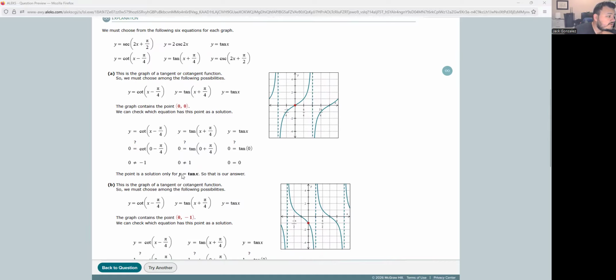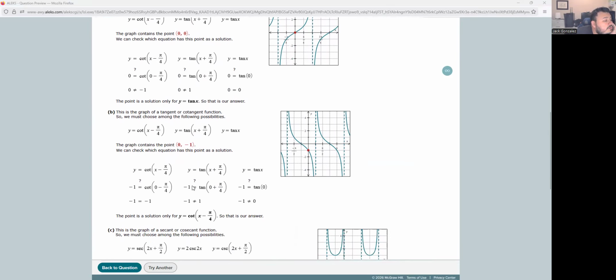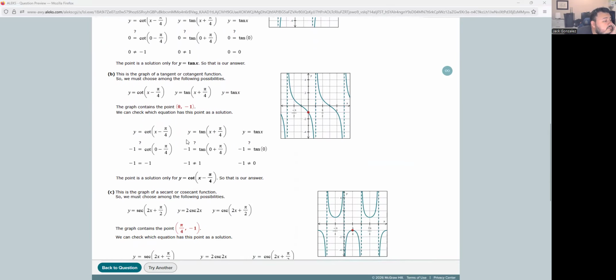So the first one was pretty clear that it was tangent, as I said earlier. And to verify, use the point (0, 0). If you plug (0, 0) into those three that I said, only one of them will be true. Here they use an intercept and plug it into anything that looks like a tangent type. So again, the first two are the ones they choose, and it turns out to be the cotangent.